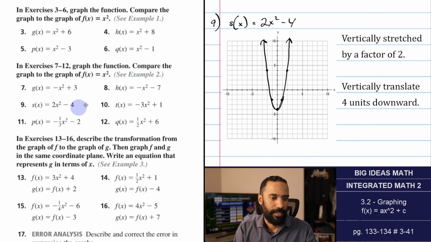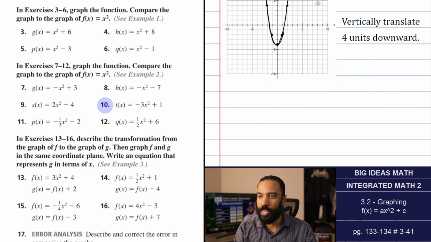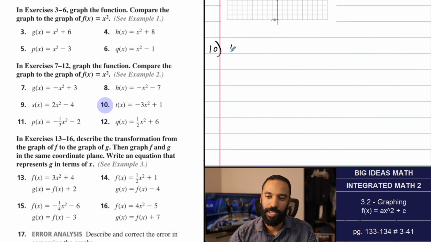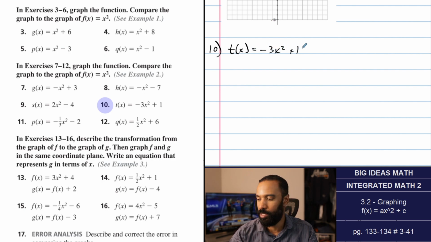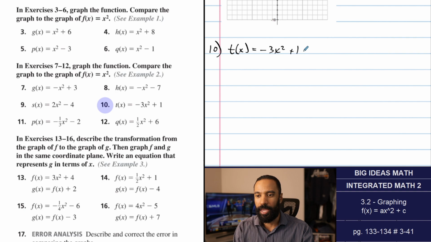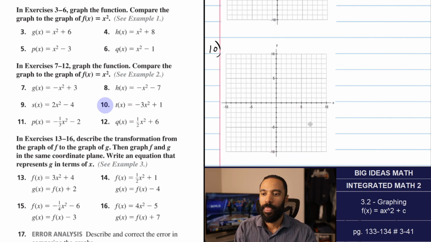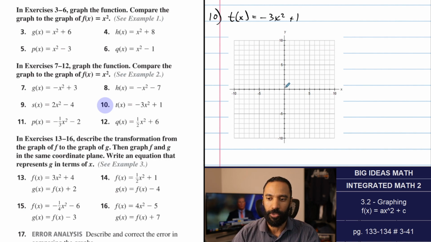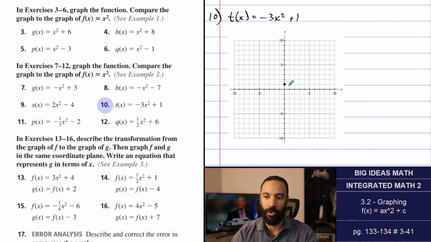All right, number 10. Number 10 has 3 things going on with it, just with an A and C, but the A has 2 parts alongside of it. T of x equals negative 3x squared plus 1. Okay, let's go. So the plus 1, once again, is a vertical translation of everything, all points including the vertex. We start up here. The negative is going to flip this over. Instead of going up as we go left and right, we're going to go down as we go left and right. This is a maximum value as it goes downward.